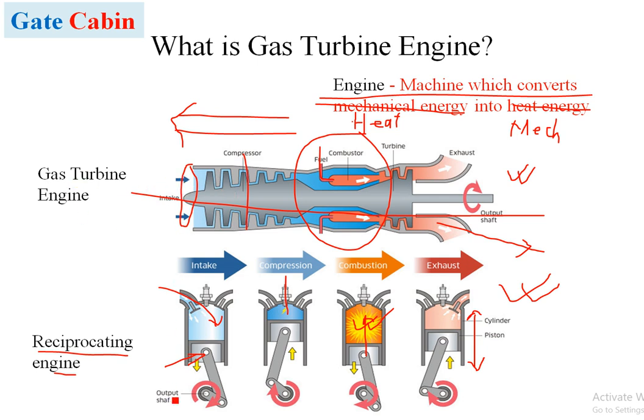So this is the basic difference between the reciprocating engine that we use in cars, trucks, motorbikes and scooters, compared to a gas turbine engine of a flying vehicle, where everything has to be done in a single flow. The air comes and then quickly it has to get burnt.